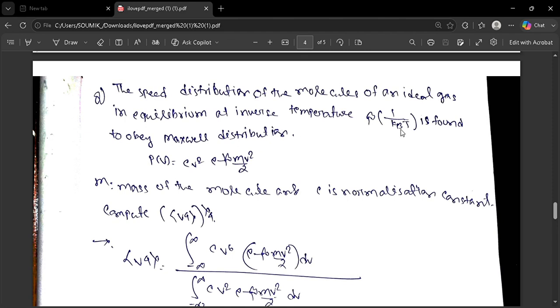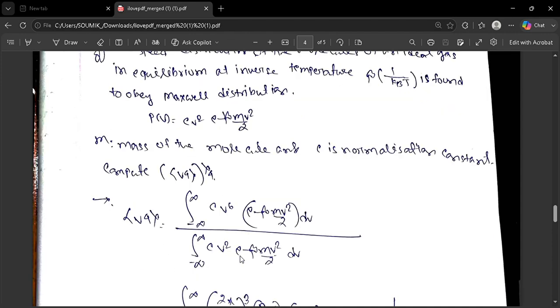The speed distribution of molecules of an ideal gas in equilibrium at inverse temperature is found to obey the Maxwell distribution rule. M is the mass of the molecule, C is the normalization constant. Compute the average of v to the power 4.